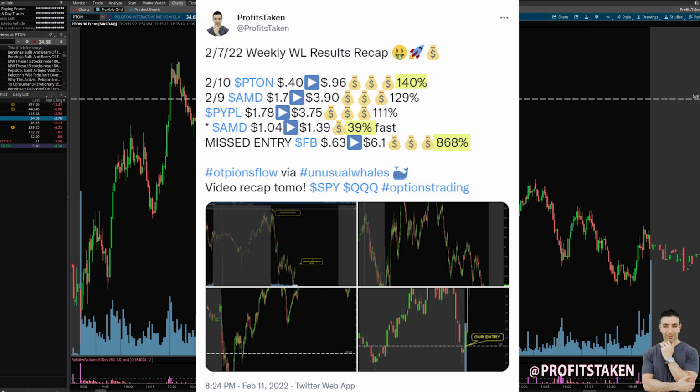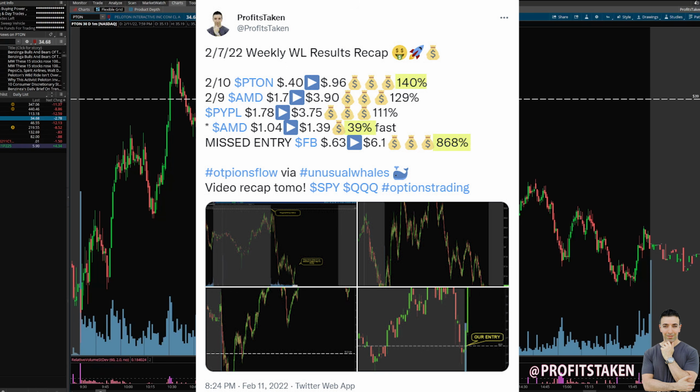Namely, I want to break down PTON. PTON because it had a bullish options flow, but I called it out to the downside, bearish. I'm going to explain why. We also had AMD, which ran for 129% on one of our plays, but that's not what I'm going to touch on. I'm going to touch on the 39% from yesterday. And of course, I'll circle back on that Facebook trade.